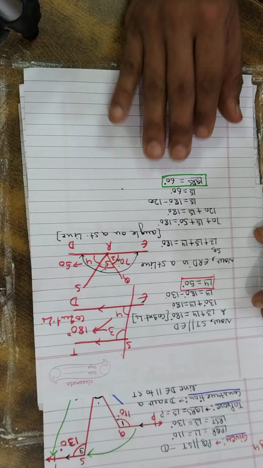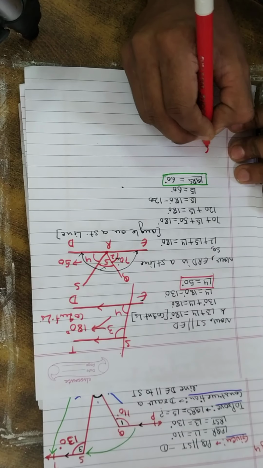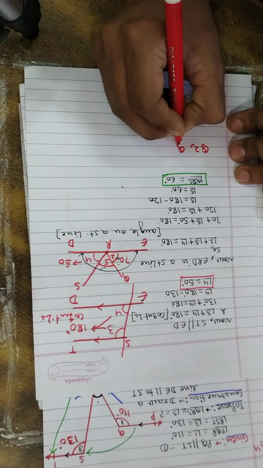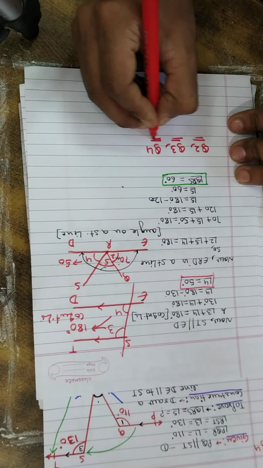Clear? Now till now we have done three questions: question number 2, question number 3 and question number 4. Three questions we have done already.